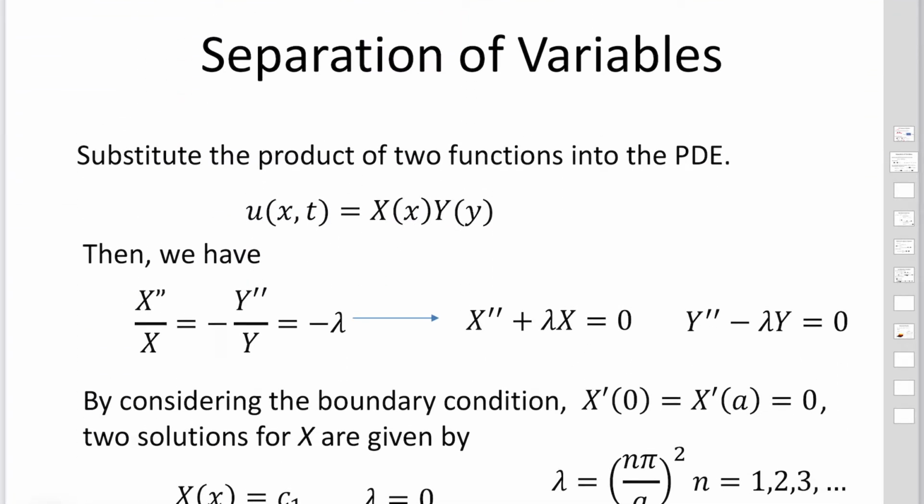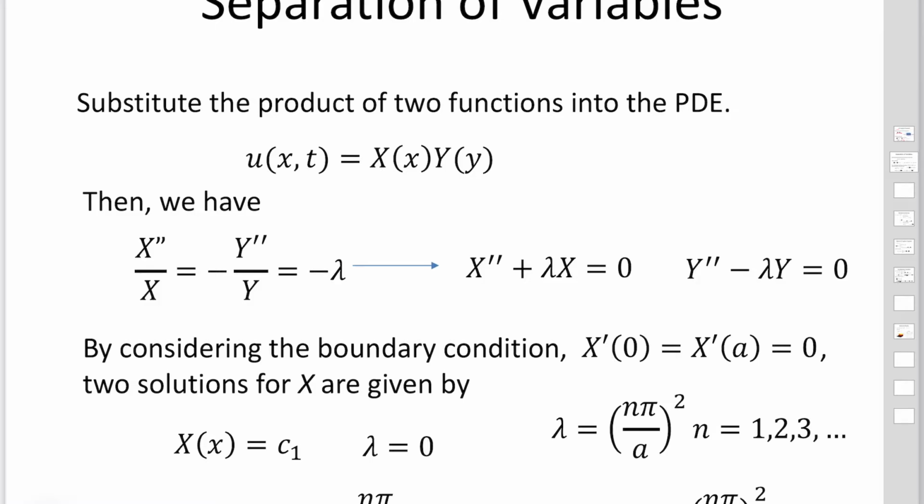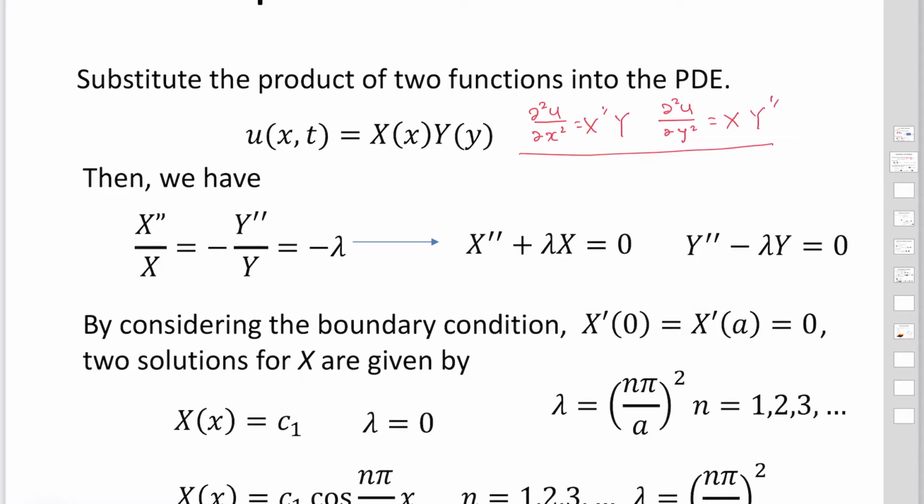Again, we use the separation of variables method to solve the Laplace equation. We consider that U is a function of capital X and capital Y, where capital X is a function of x, and capital Y is a function of y, and substitute into the partial differential equation. Then the second derivative of U with respect to x becomes X double prime times Y. The second derivative of U with respect to y is X times Y double prime.